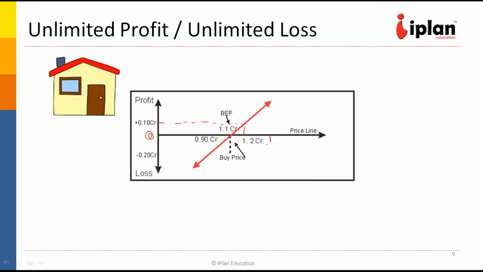And if the price increases more, to 1.3, you make more profit. Price goes up, you make more profit. Price goes much higher, you make more profit. Likewise, if the price goes down, you incur losses, let's say minus 0.2 crores. So this line is basically the slope of your profit and loss. The remaining is the price line and the profit and loss line. Remember this payoff chart. This will be used again in options.